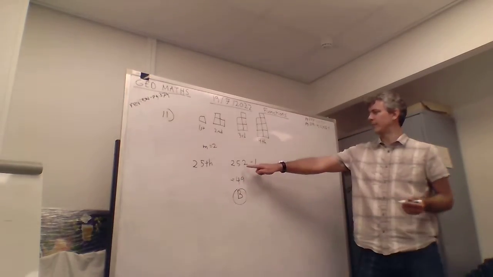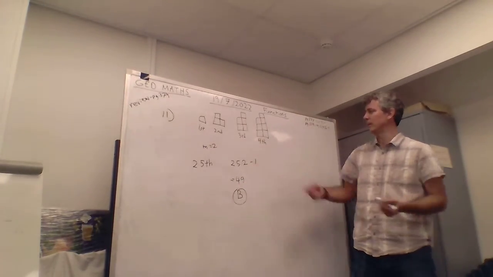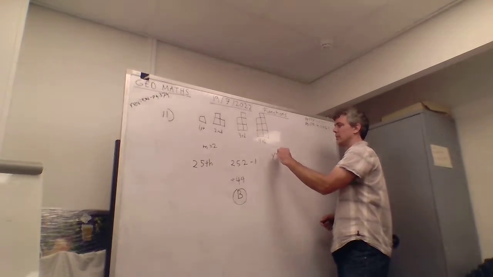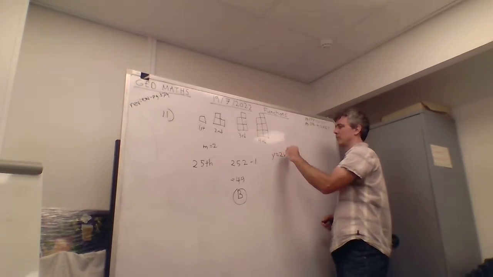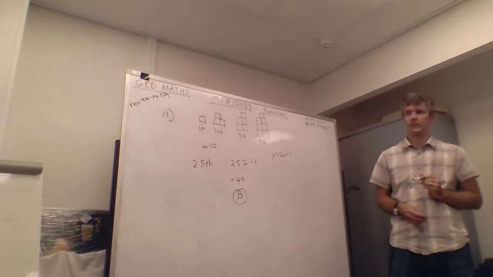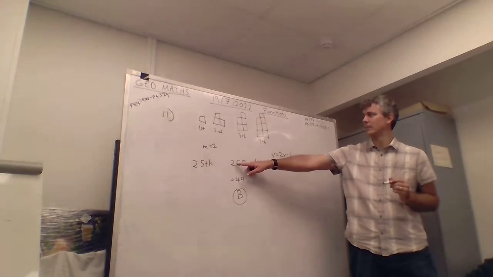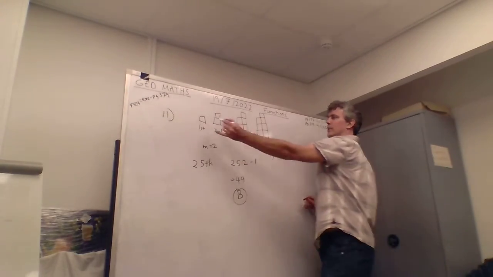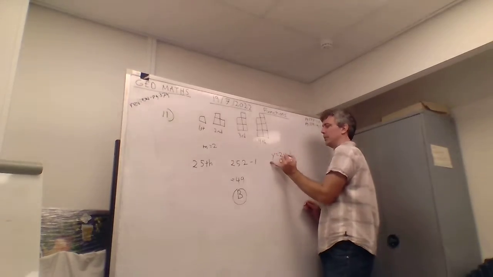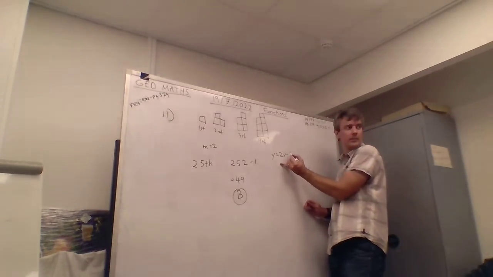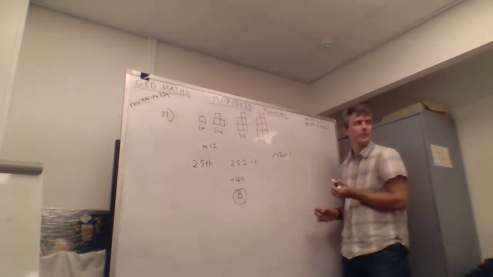And what I can see is if this is 25 times 2 minus 1, then basically my equation is 2x minus 1, because this is my x. So I'm saying whatever this is, doubled, times 2 minus 1. So that's my equation.